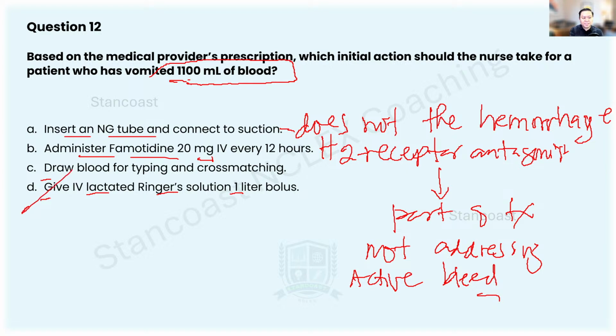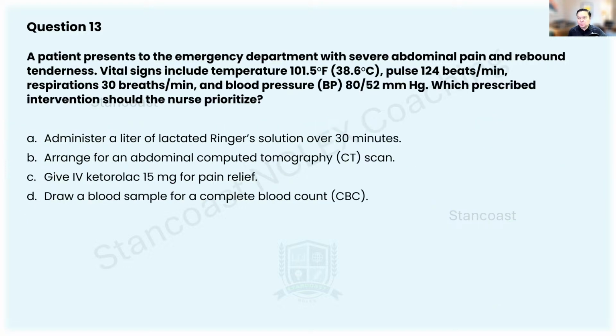All right. So eliminate, eliminate, eliminate. The cross-matching will be required when we are going to administer the patient with blood products, packed red blood cells. Isotonic solution for this patient.